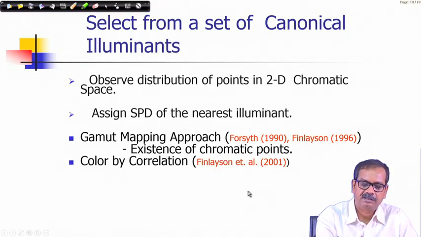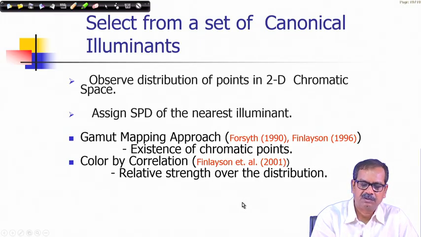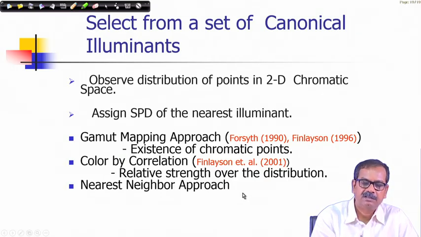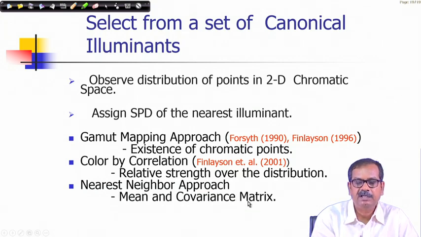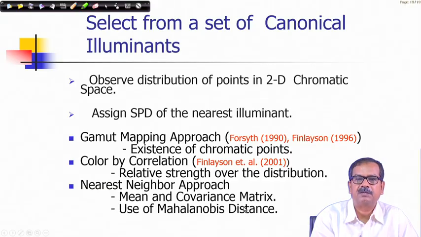Color by correlation is another approach. It depends upon what kind of similarity, how you compute this similarity. It is the relative strength over the distribution that is considered. You can also use nearest neighbor approaches, like using the mean and covariance metrics of those distributions, and distance functions like the Mahalanobis distance function. In this way you can select one of these canonical illuminants.